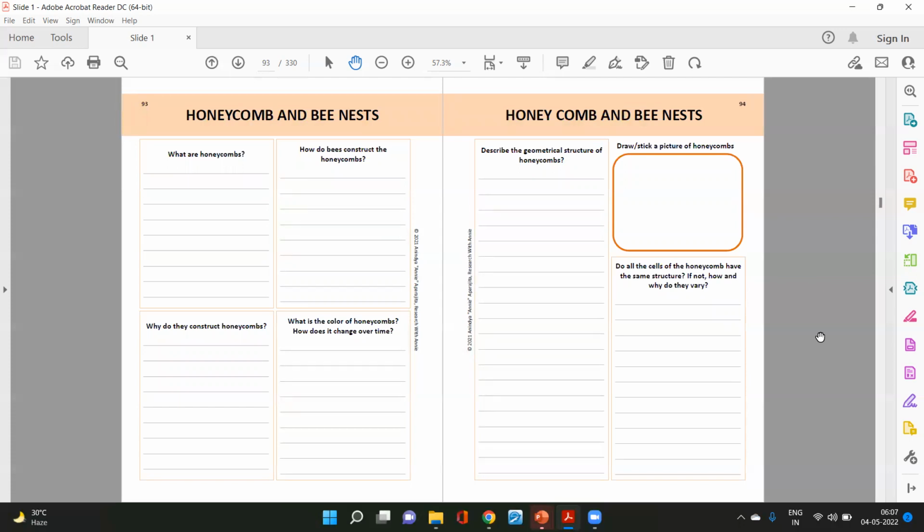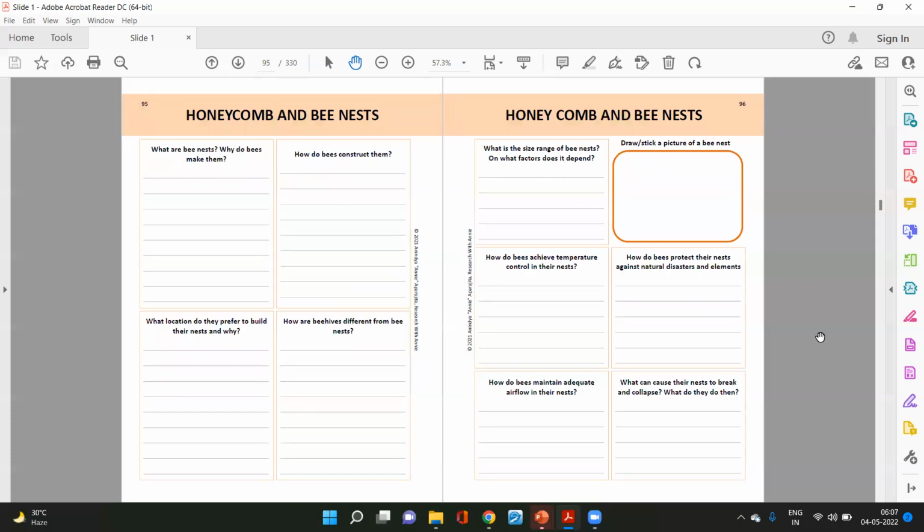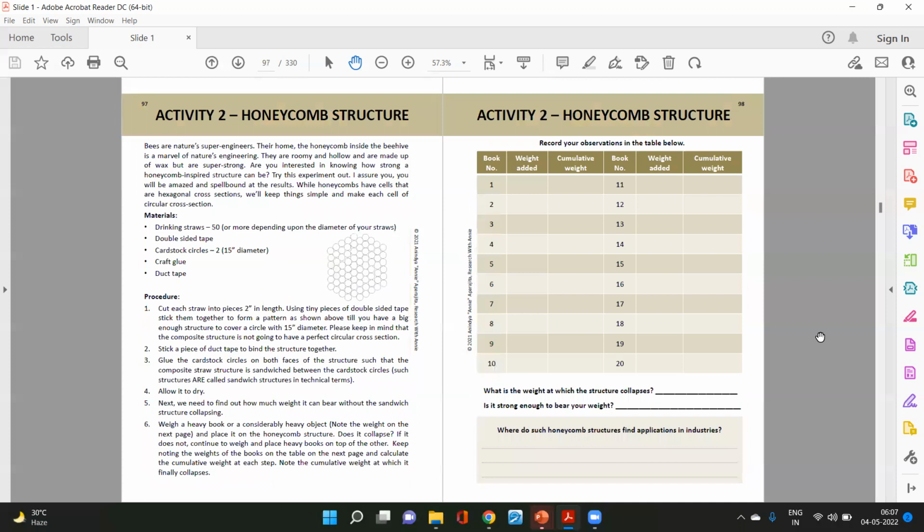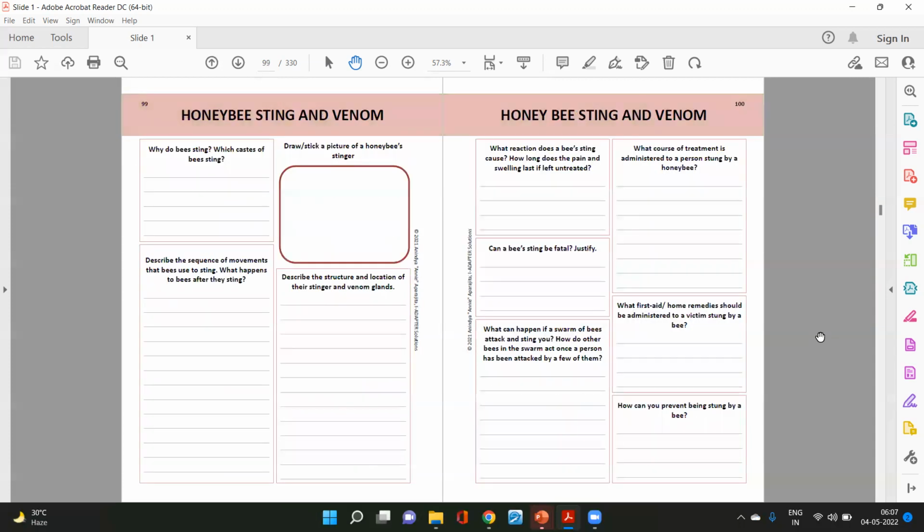And then we deal with the honeycomb and the bee nests, the construction, and there's a lot of engineering design that goes into this. So there's an activity on constructing a honeycomb structure and seeing how much weight it can bear.